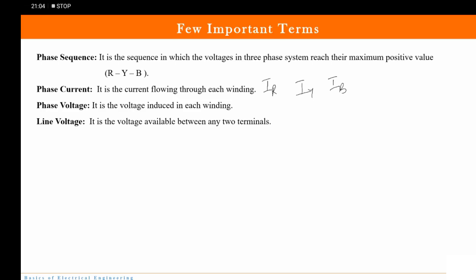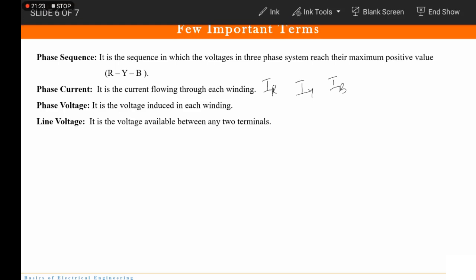Now you must be thinking, phase voltage, voltage induced in each winding, what is a big deal in it? Yes. Now here we have two terms. In single phase we do not have such different terms, but in three phase we have another term called line voltage. Now what is line voltage? It is the voltage between two terminals. Now what is the meaning?